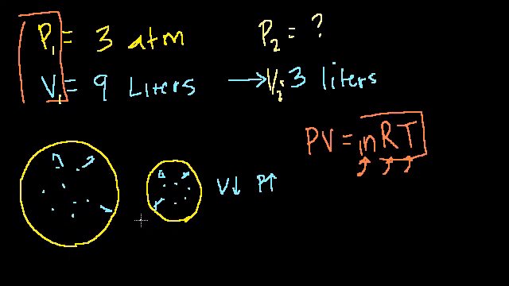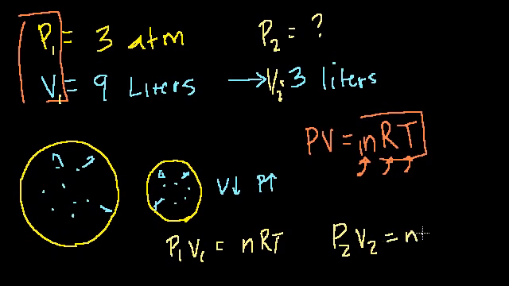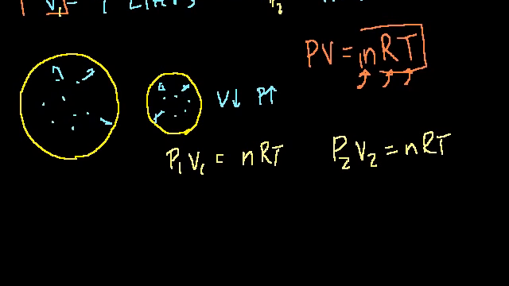Well, we know that P1 times V1 is equal to nRT. And we also know that since temperature and the number of moles of our gas stay constant, P2 times V2 is equal to nRT. And since they both equal the same thing, we can say that the pressure times the volume, as long as the temperature is held constant, will be a constant. So P1 times V1 is going to equal P2 times V2.